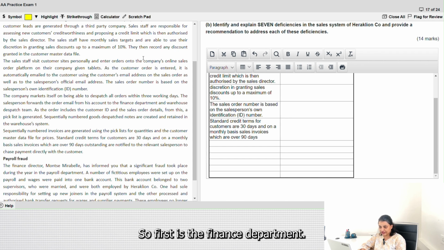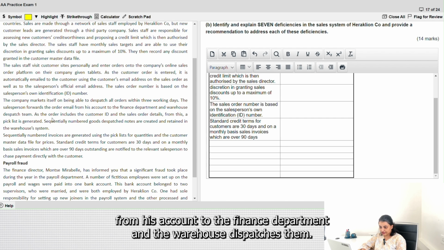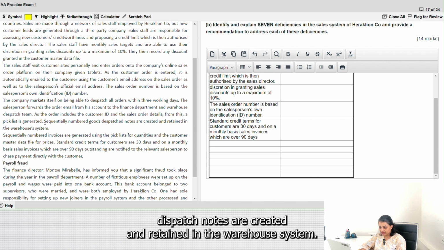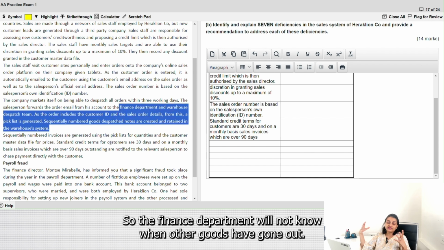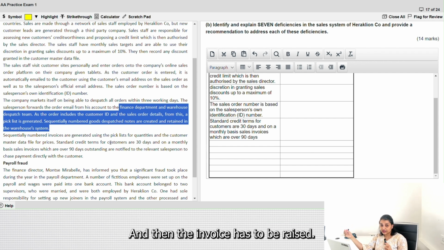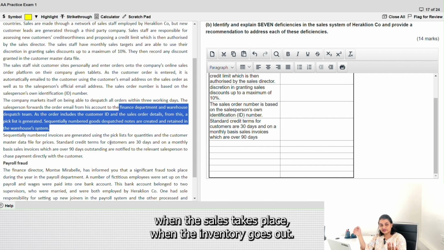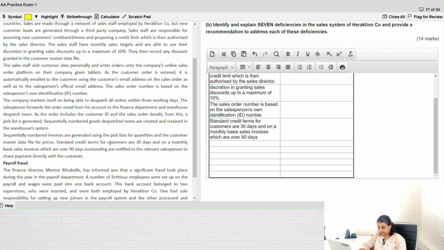First is the finance department. The salesperson forwards the order email from his account to the finance department and the warehouse dispatch. It says sequentially numbered goods dispatch notes are created and retained in the warehouse system. There is no communication between the warehouse system and the finance department. So the finance department will not know when the goods have gone out and when the invoice has to be raised. The finance department has to be involved throughout the process, when the sales take place and when the inventory goes out. So this is a problem here, okay.